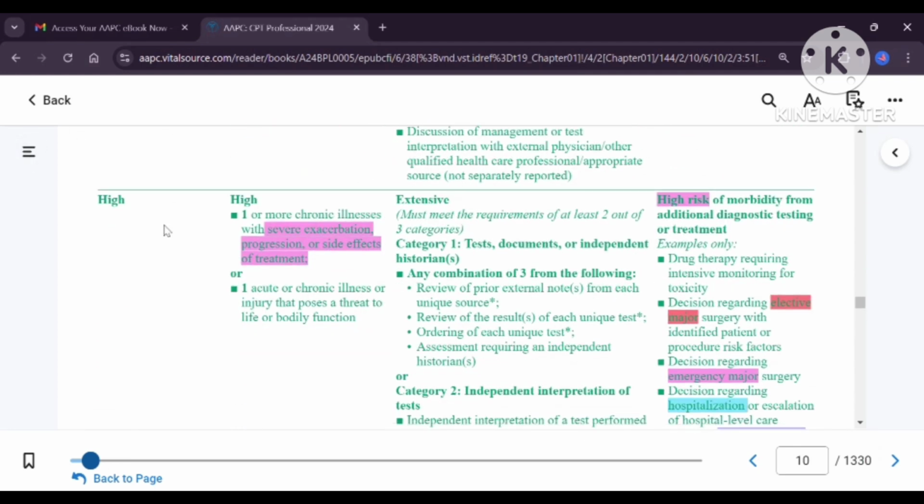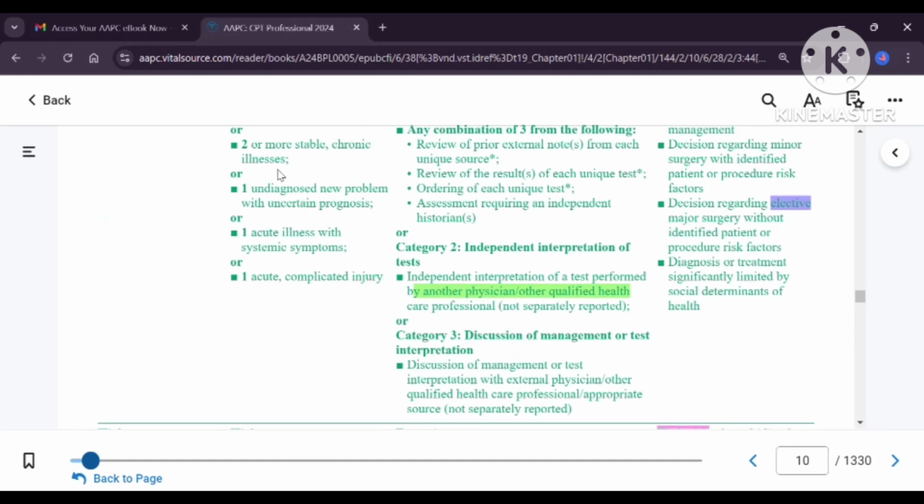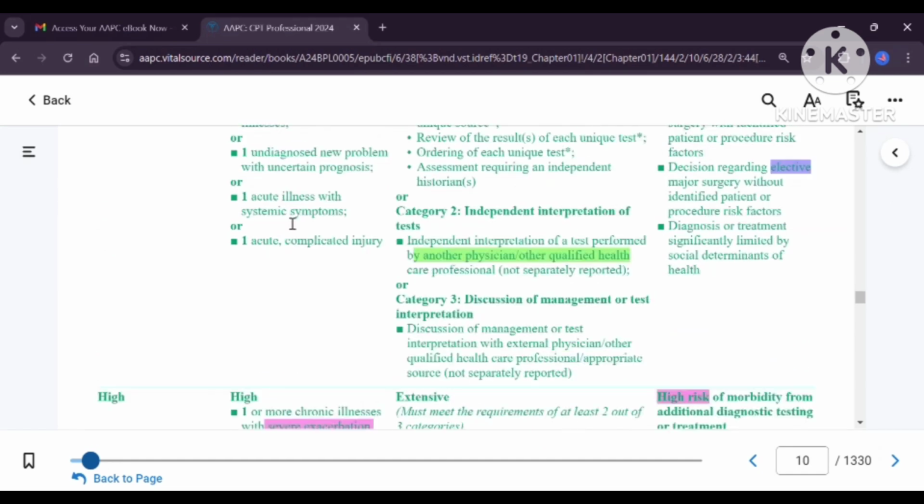So now the last level of MDM is high. High level of MDM means the disease is more severe. It has to be treated intensively. It needs some intensive treatment, or a critical illness is there. That and all will be considered as high level of MDM. So under high level of MDM, what is the number and complexity of diseases addressed at the encounter? One or more chronic illnesses, same as moderate, but a small difference is there.